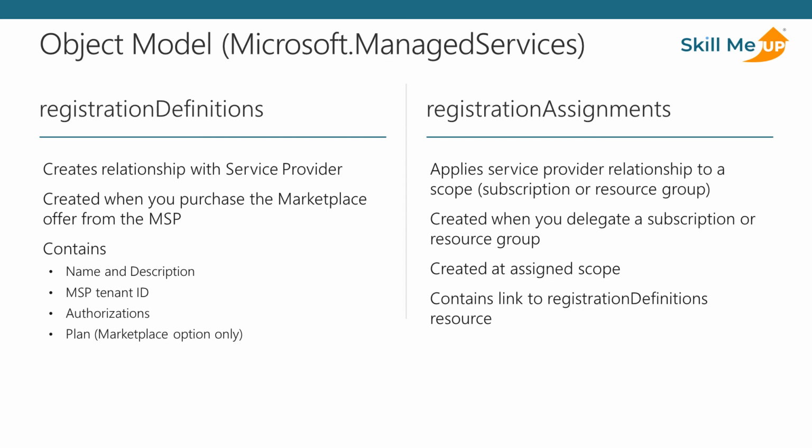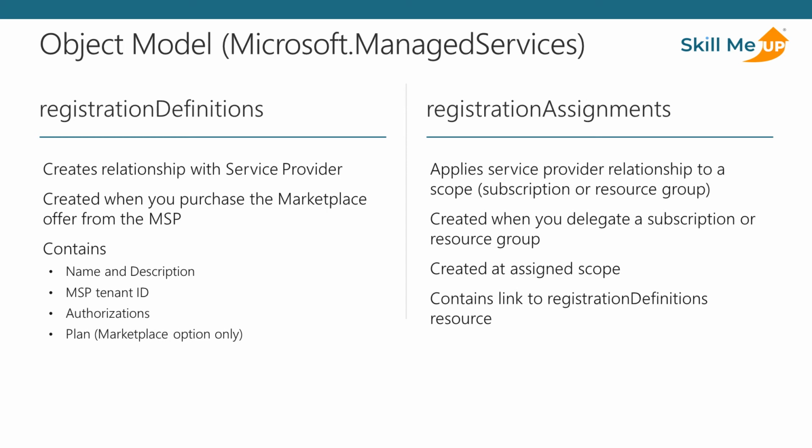The registration definition represents the relationship with the service provider. That's the thing that you got from the marketplace. It contains the tenant ID of the service provider, and it contains those permissions that the service provider was requesting, and the name and the description of the offer and so on. So this is what you create when you take that offer from the marketplace and you deploy to your subscription.